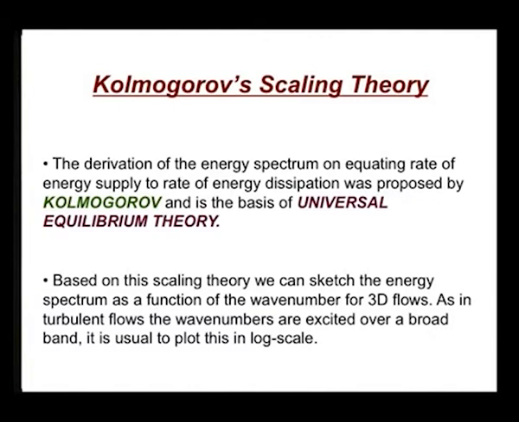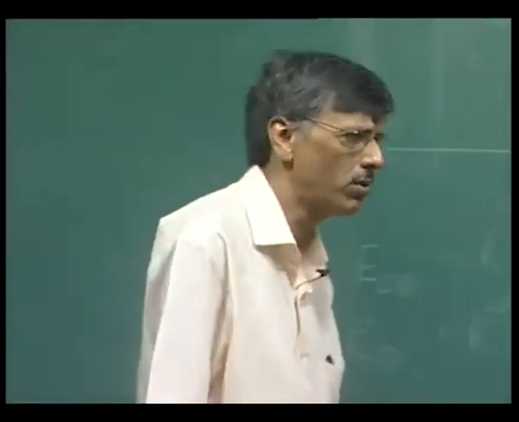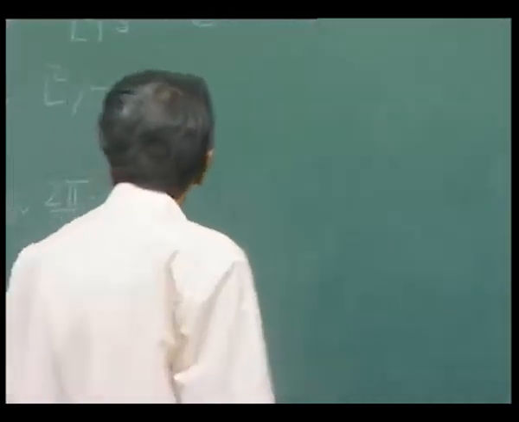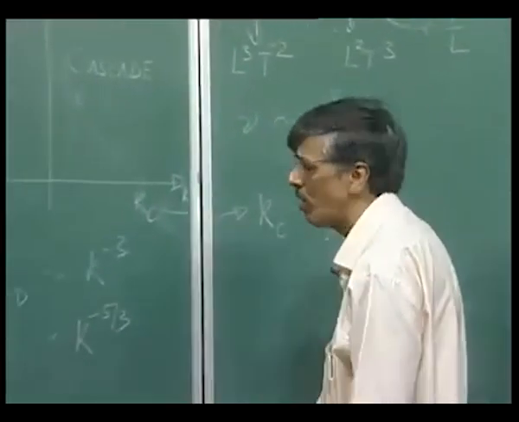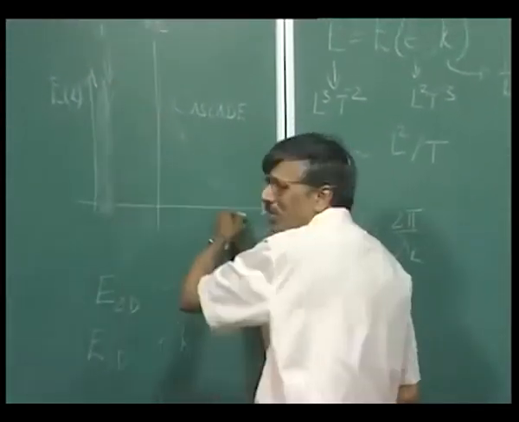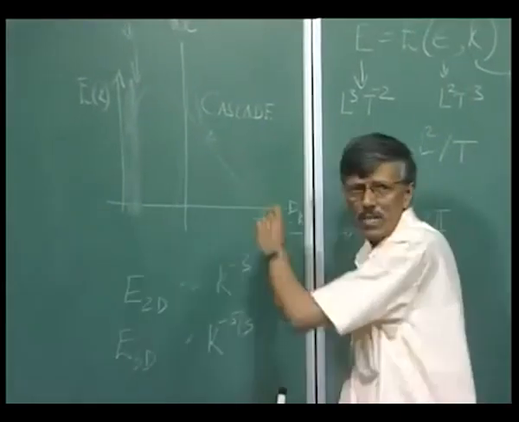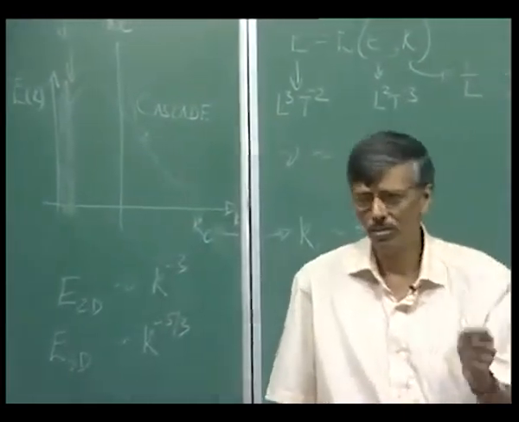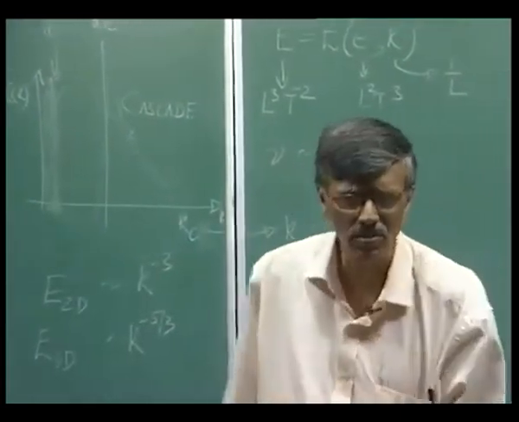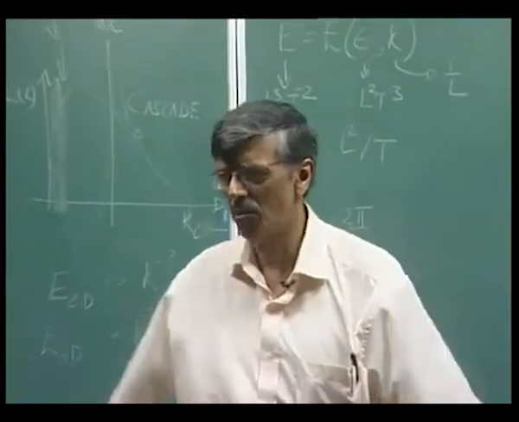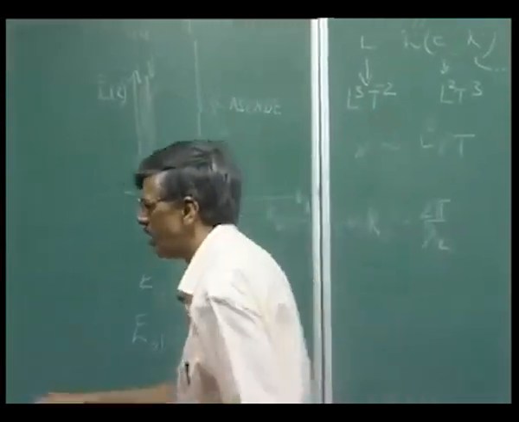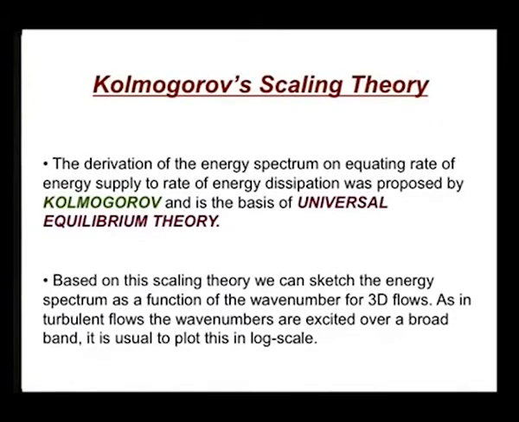In turbulent flows, the wave numbers are excited over a broad band, and this is what you would like to see. See what happens when we talk about laminar flow. We then get to see something like this. We may get one peak here, another peak there, another peak there. That is what you see, right. You have very, very discrete peaks, not a wideband spectrum like what we are seeing here. It is not a broadband phenomenon.